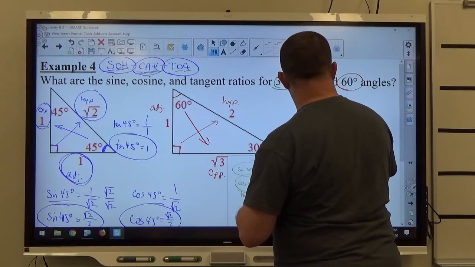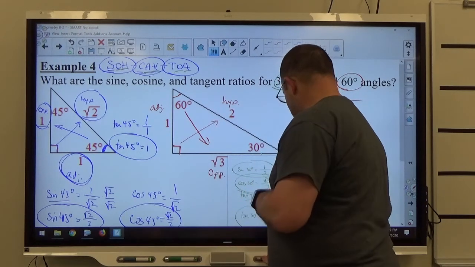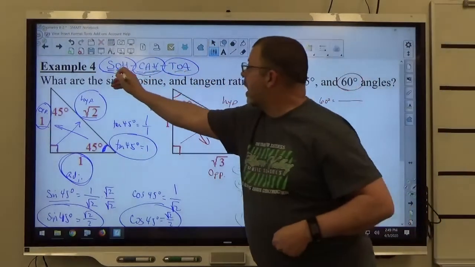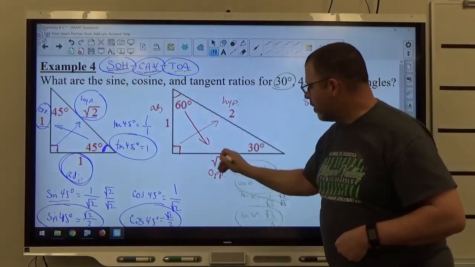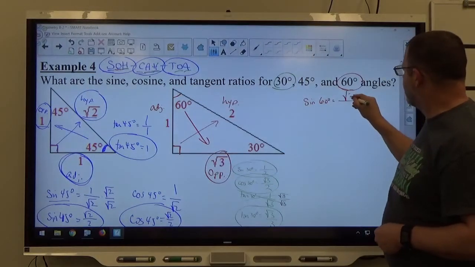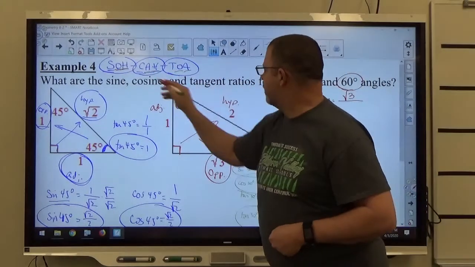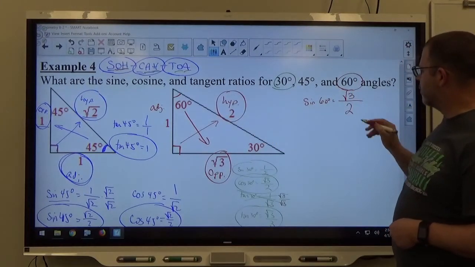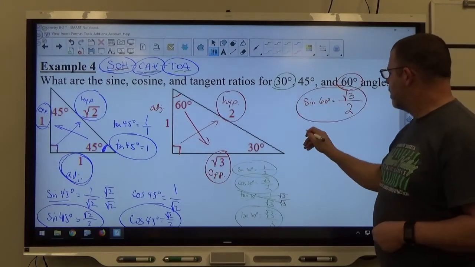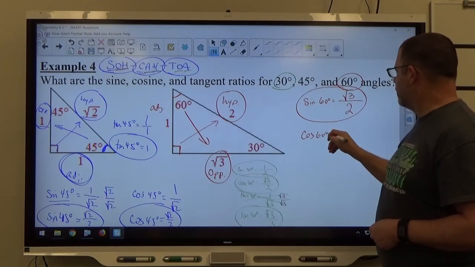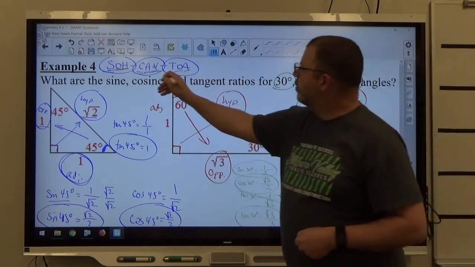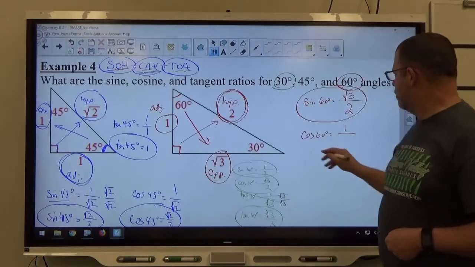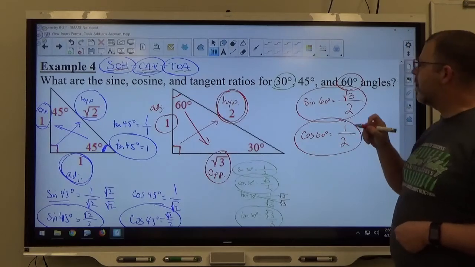All right, so sine of 60 degrees equals fraction bar. So sine is still opposite. Now for the 60-degree angle, the square root of 3 is opposite. Over hypotenuse, and for this the hypotenuse is still 2. So sine of 60 equals the square root of 3 over 2. Cosine of 60 degrees equals fraction bar. Cosine is adjacent side, which is 1, over hypotenuse, which is 2. So cosine of 60 is 1/2.